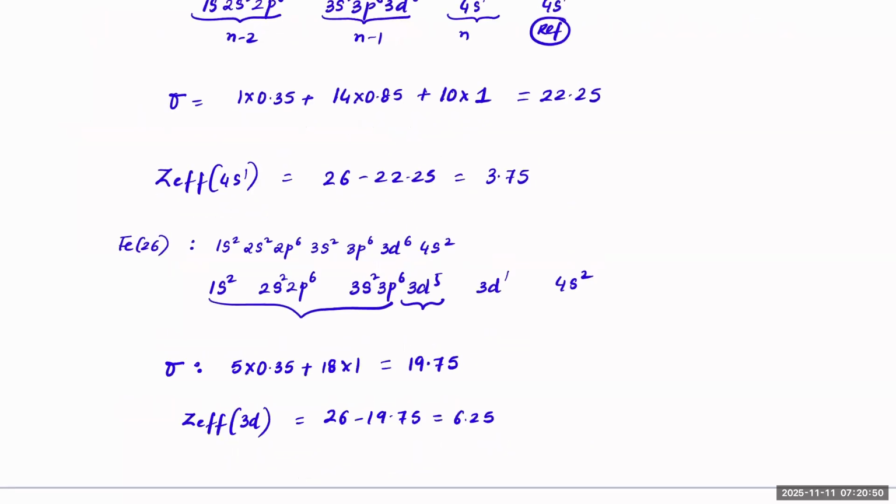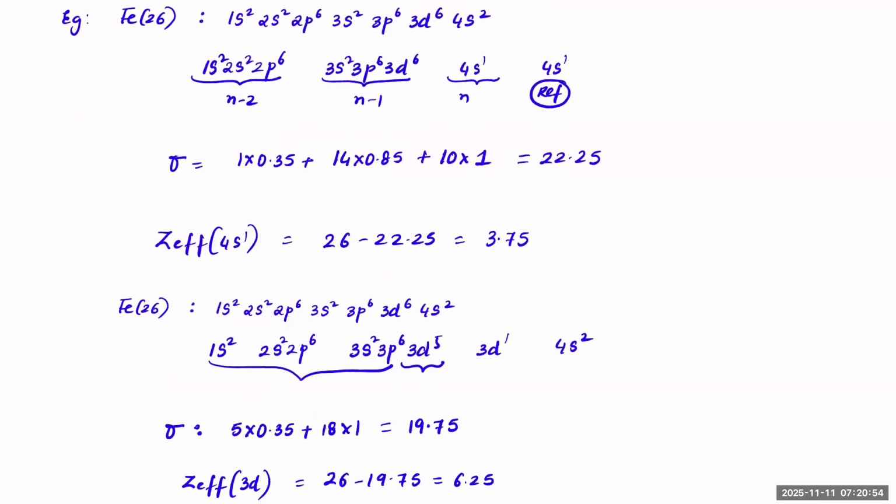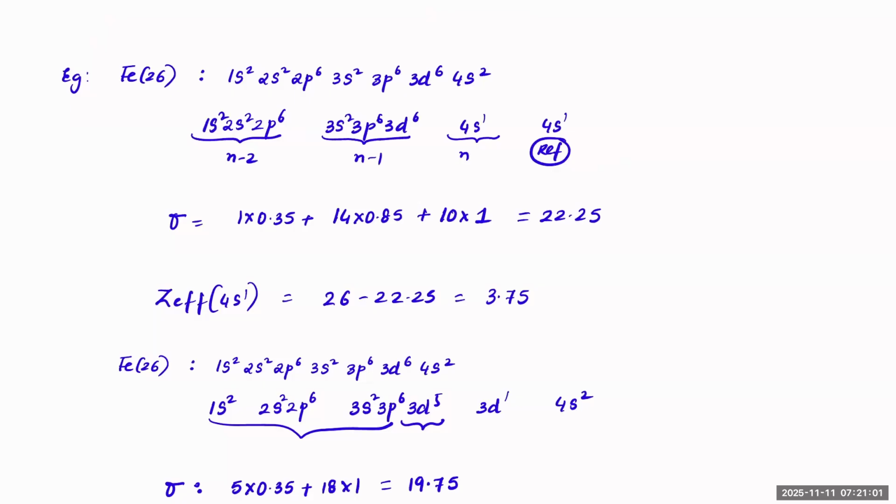Okay, beta, so check from here how much sigma is contributing. Adding all the values, you'll get 22.25. So Z effective of 4s1 electron is 3.75. That is how you need to check it.